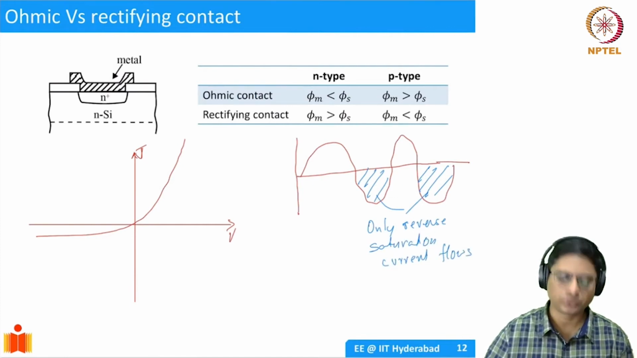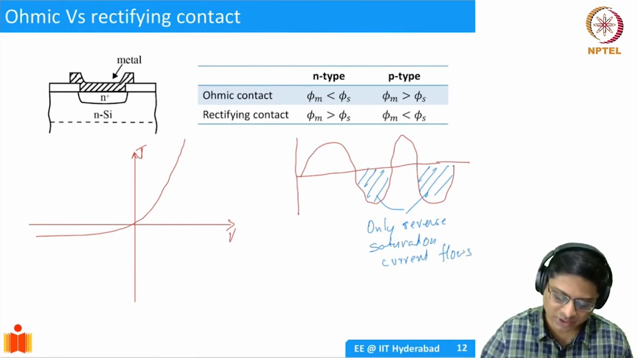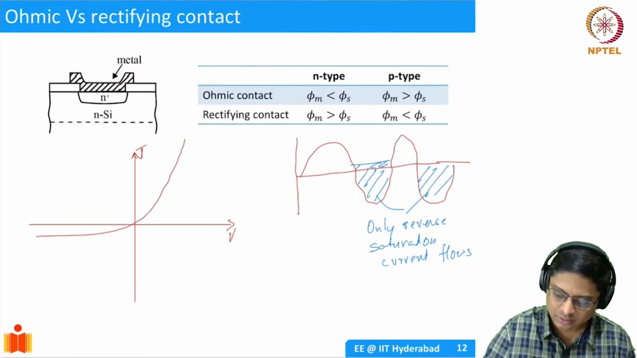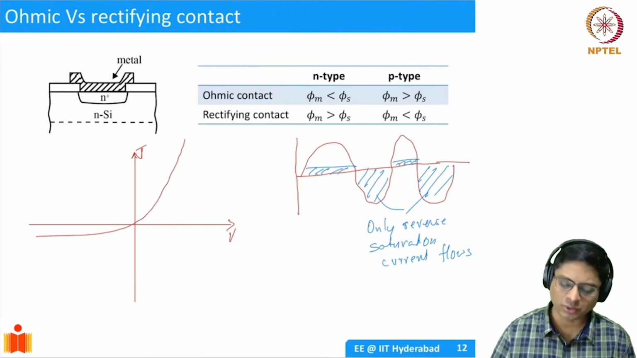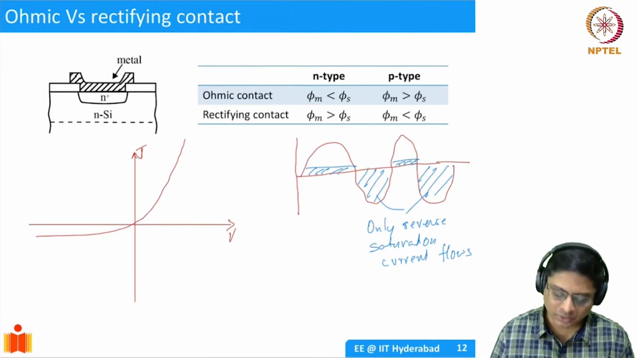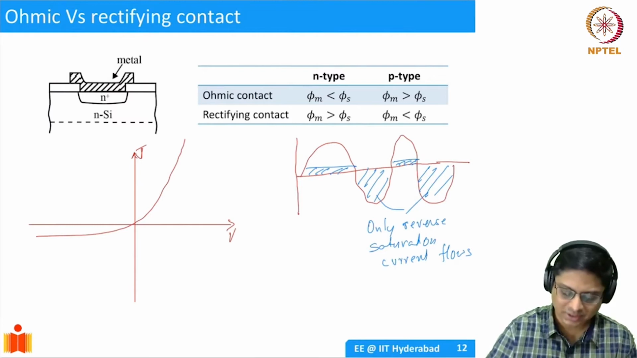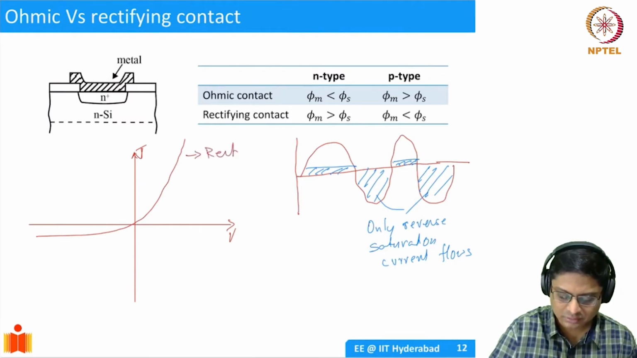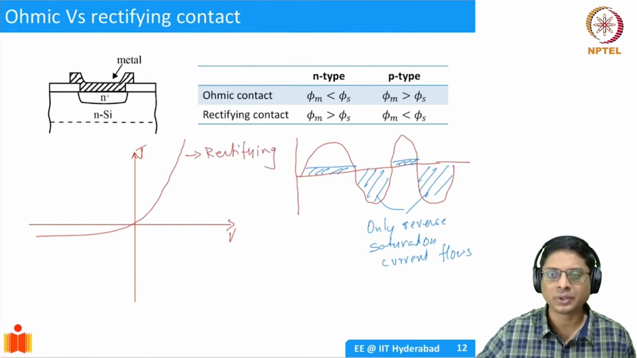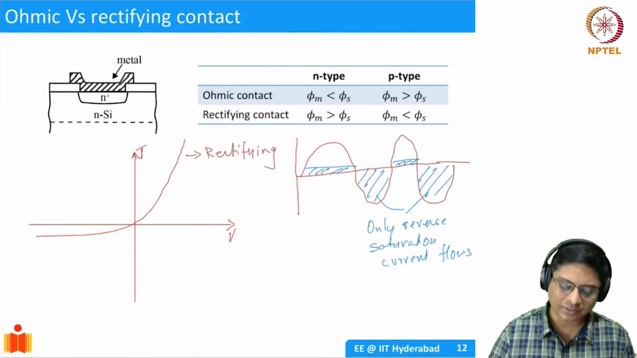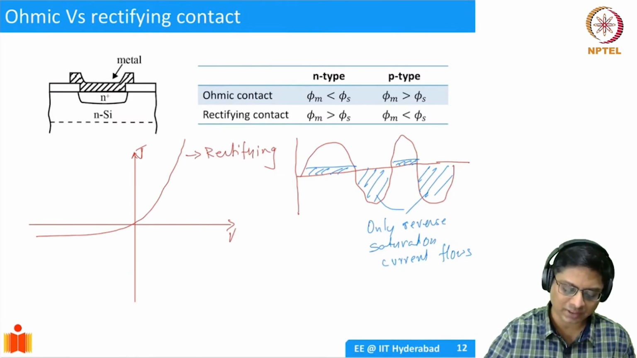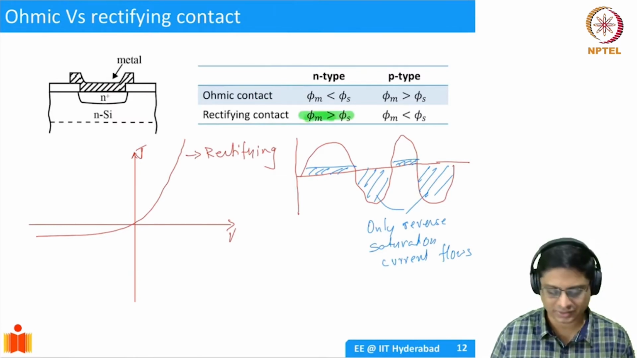Of course, there's going to be a small barrier, so it's going to be slightly positive. Till then, it's going to be only reverse saturation. Even here, above a certain threshold voltage, you will have current flowing. So in a way, this is called a rectifying behavior. You are removing all the negative going parts of the waveform. That's why we call it a rectifying contact. And this happens whenever you have a Schottky barrier. So this is for phi m greater than phi s.